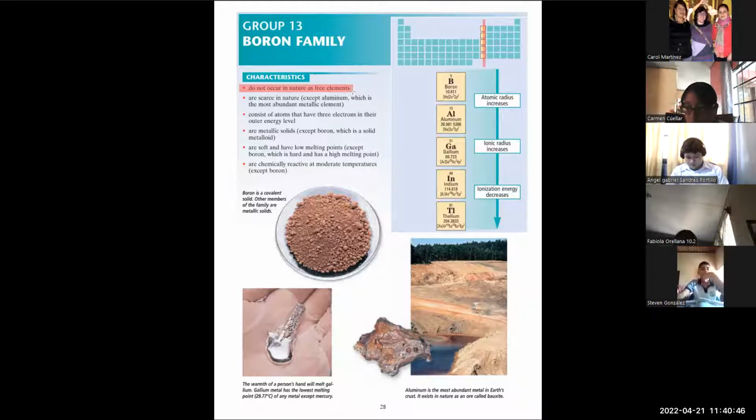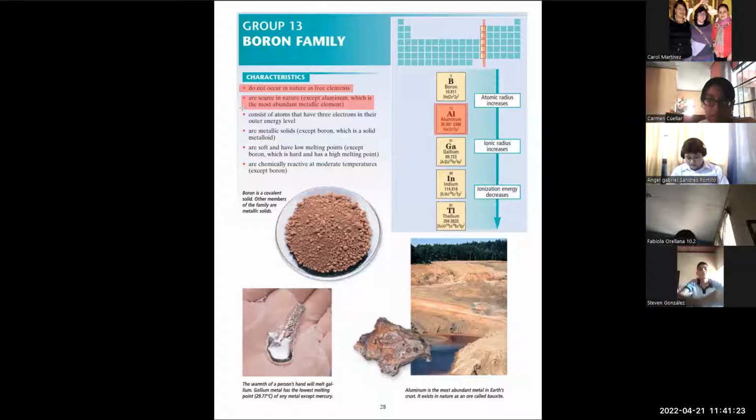Now, another characteristic that they have is that they are scarce in nature, which means that they are not abundant, okay, except for aluminum, which is the most abundant metallic element on Earth. But the rest of them, they are scarce, okay? They are scarce, and in the end, that is what is going to make it not just difficult to get, but also more expensive.